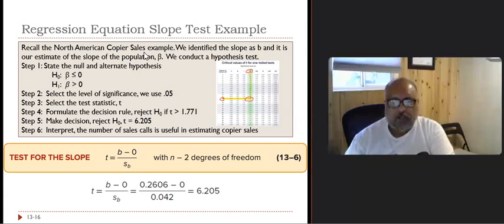In this case, we can set up a hypothesis test for the slope. All the steps, step 1, 2, 3, 4, 5, 6. Step 1 is we state the null and alternative hypothesis. So H naught is beta less than or equal to 0, and beta greater than 0 is the alternative hypothesis. And let's say we have a level of significance. If it's not given to us, we can assume this is 0.05.